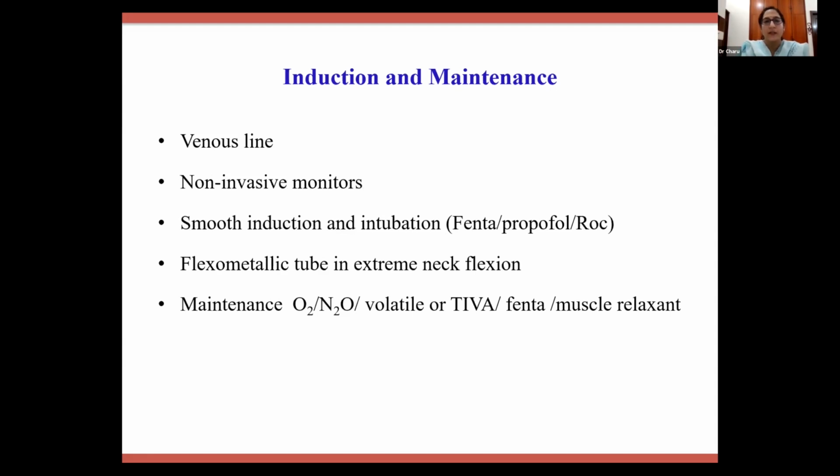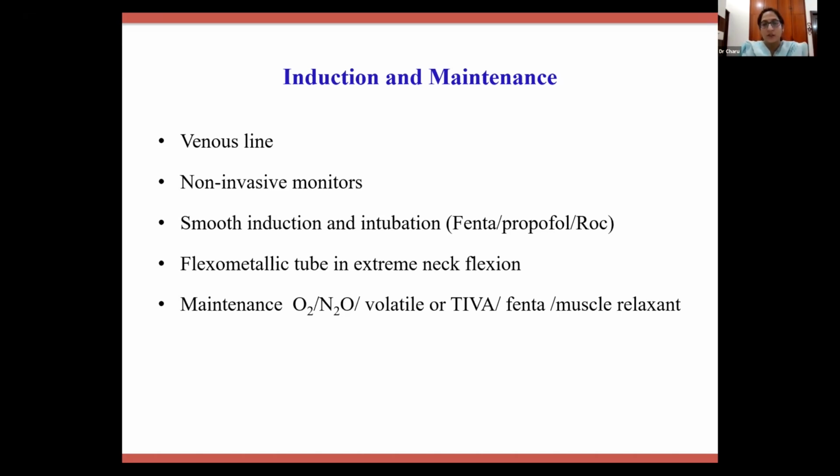So induction and maintenance: we take a wide bore venous line and attach all the non-invasive standard ASA monitors. The induction and the intubation is standard, as Dr. Rudrashish has already discussed for any neurosurgical patient. For posterior fossa tumor, usually the neck is extremely flexed, so we usually use a flexometallic tube so that the tube does not get kinked.